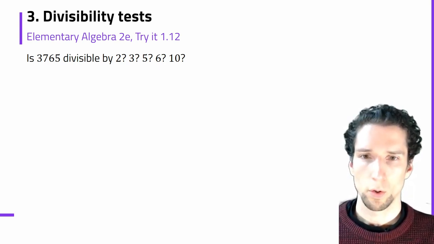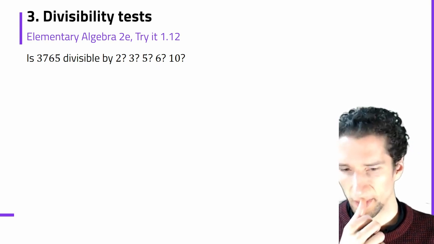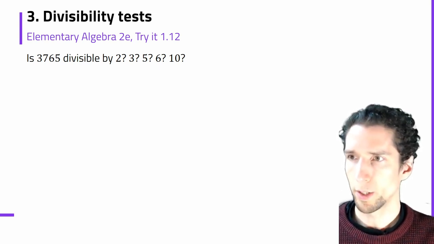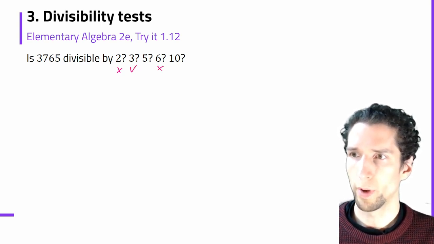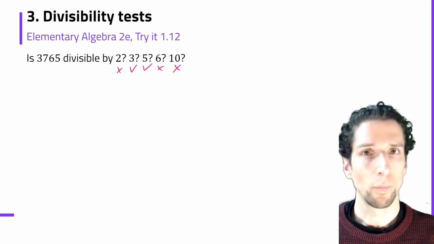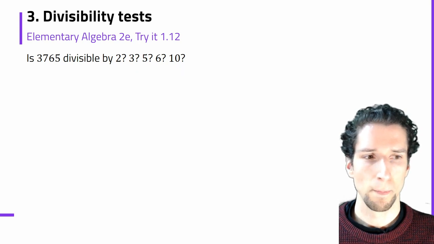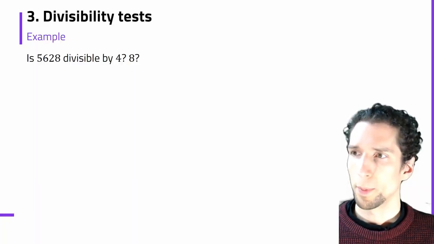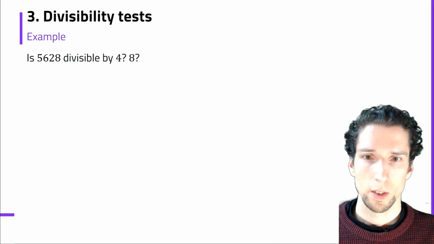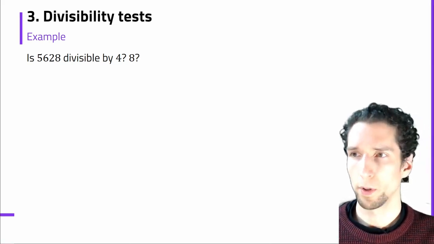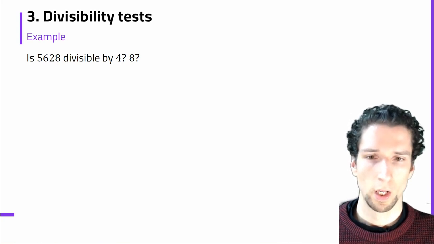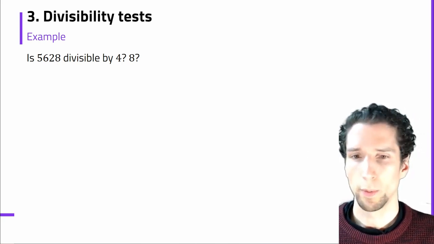Okay, so this one, the answer here by 2, no, but by 3, yes. So by 6, no. By 5, yes. And by 10, no. Hopefully you got the same result. Next part, the next 2 sets are not from our textbook. You can just look at the examples that are here in case you're following along that way.